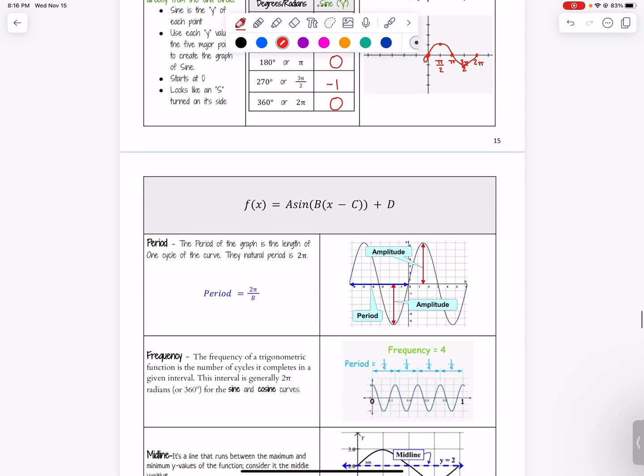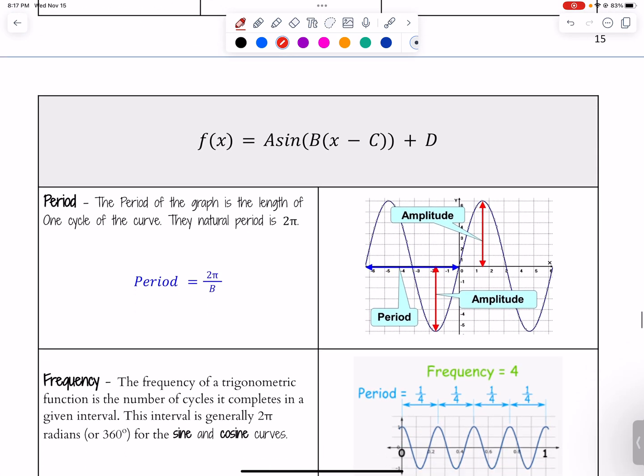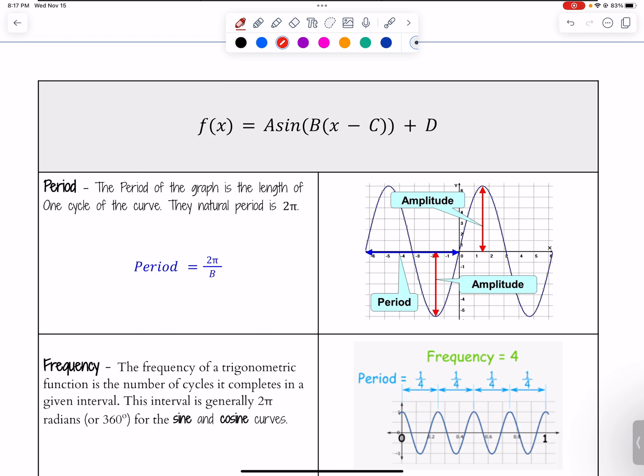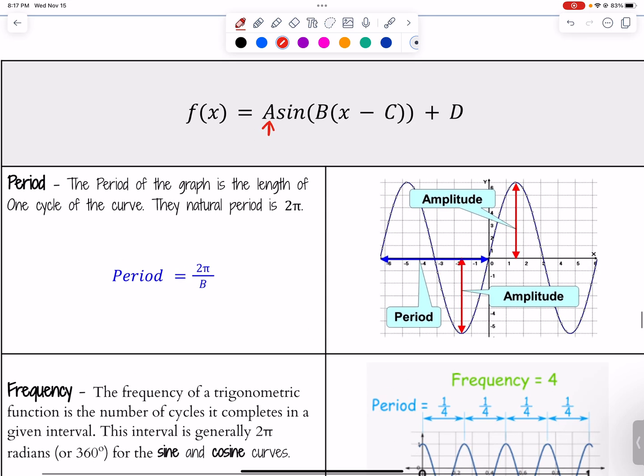Let's look at a few more things on the next page. So we have transformations that go with sine and cosine, the same way they've gone with all of our functions in Math 3. So A is doing the same thing for sine and cosine that it always does. If A is negative, it's going to make this reflect over the x-axis.